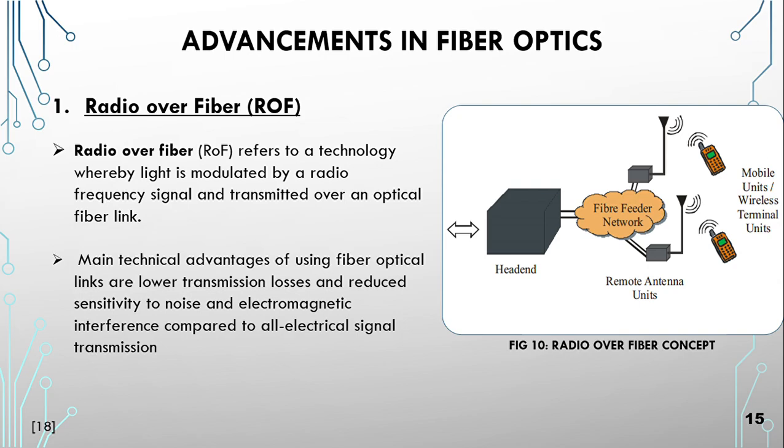Then we can look into the advancements in fiber optics. First advancement in fiber optics is radio over fiber. Radio over fiber actually refers to a technology where light is modulated by a radio frequency signal and transmitted over an optical fiber link. As we can see, the main technical advantages of using fiber optical links are lower transmission losses and reduced sensitivity to noise, and also electromagnetic interference compared to all electrical signal transmission.